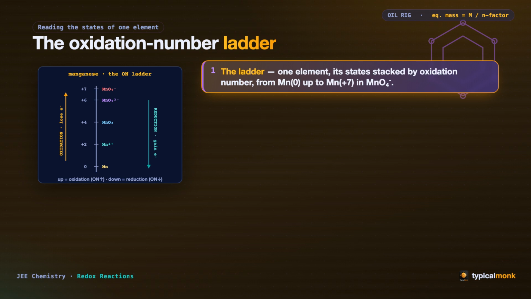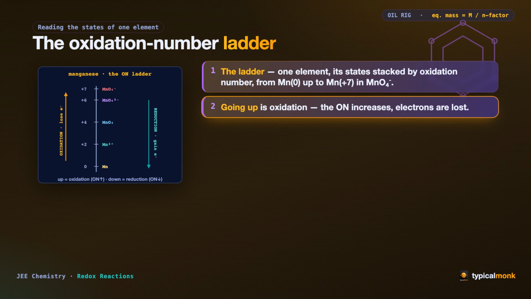Now, a beautiful way to see one element's whole redox life. The oxidation number ladder. Here it is for manganese. The ladder, one element, its species stacked by their oxidation number, from manganese metal at 0 up to the +2 ion, +4 in manganese dioxide, +6 in manganate to +7 in permanganate.